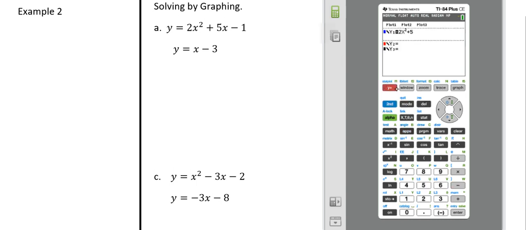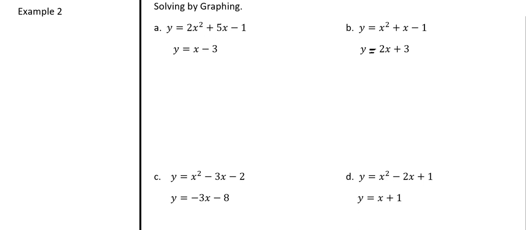Let's try that again. So y equals 2x squared. I must be hitting something. All right, let's try this one more time. 2x squared plus 5x minus 1, and we have x minus 3. So we'll hit graph, and we see that that's what our equation looks like. So let's sketch that really fast.